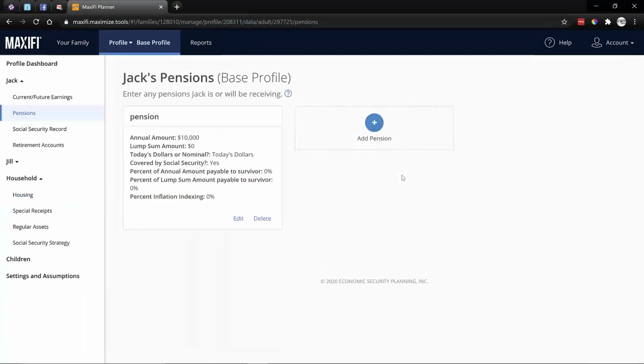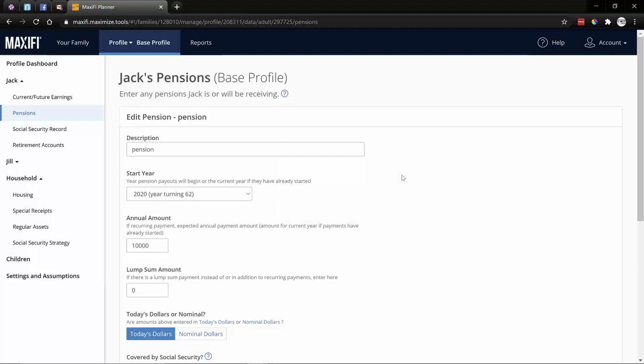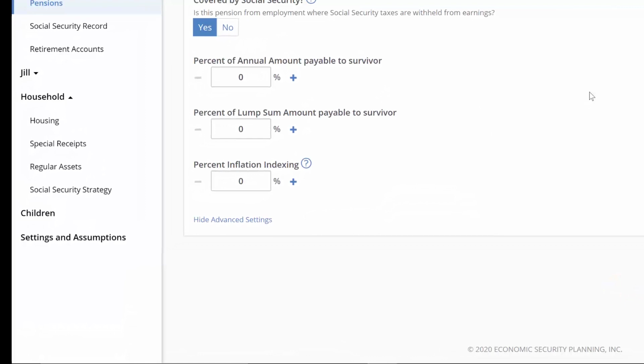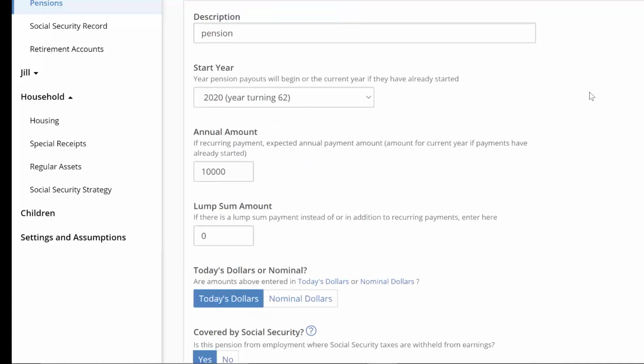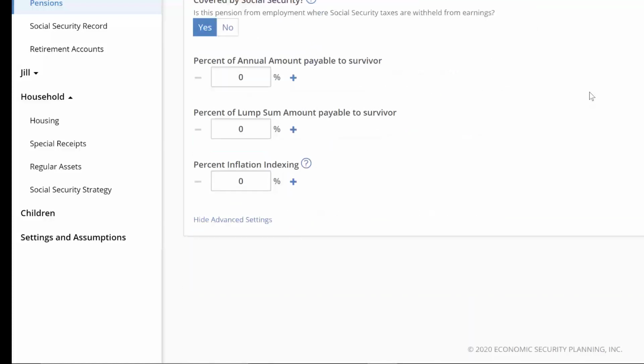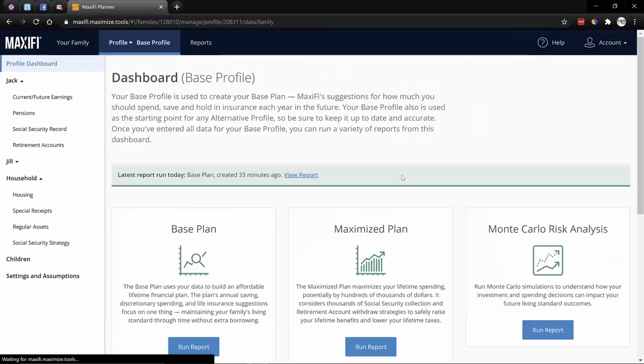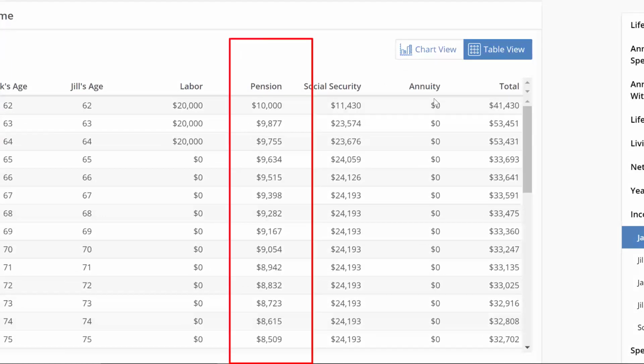Let's look now at pensions. Here we don't have a preview button, but notice at the bottom of the form, we have a place to indicate whether the pension is indexed to inflation or not. If the pension is, say, $10,000 a year and never gets a COLA adjustment, we'd expect to see the dollar amount getting smaller each year in our report, reflecting the fact that inflation is eating away at our pension year over year. Let's take a quick look at that. Here we see the pension is getting smaller year over year because we are losing purchasing power to inflation.